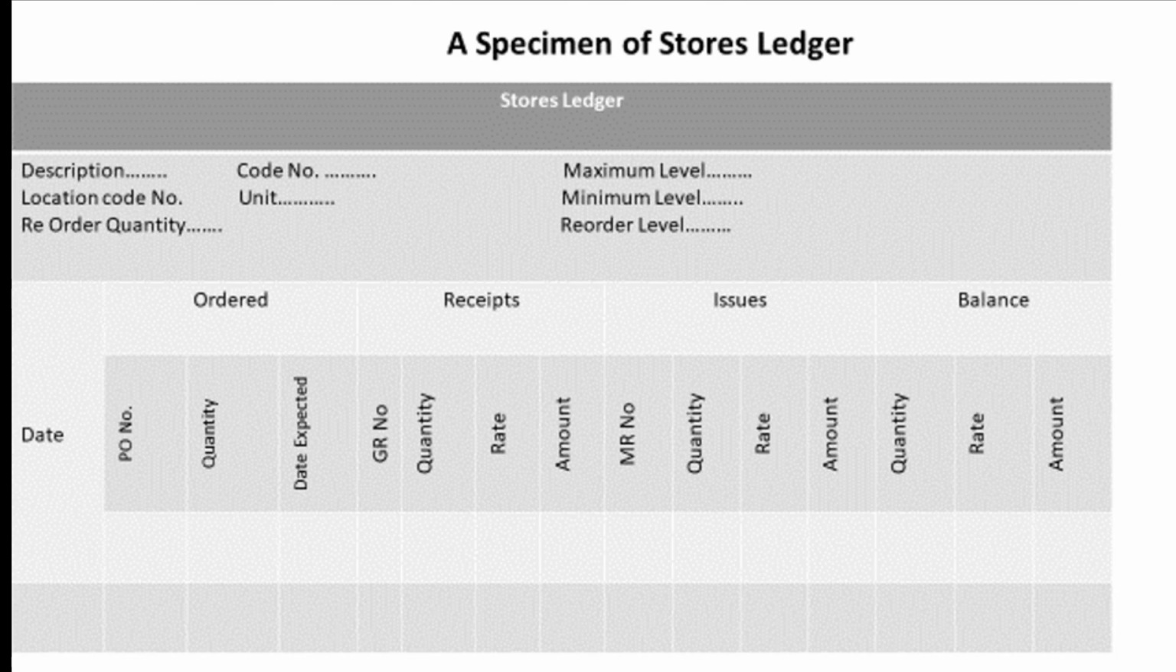Now, what is the specimen of a stores ledger? Normally, stores ledger also has 5 columns where you record date, goods ordered if any, receipts, issues, and balance. Ordered column is further divided into purchase order number, quantity, the date expected. Receipt column is further divided into 4 columns, GR number, quantity, rate, and amount. Issue is further divided into MR number, quantity, rate, and amount, whereas balance column is divided into 3, quantity, rate, and amount.